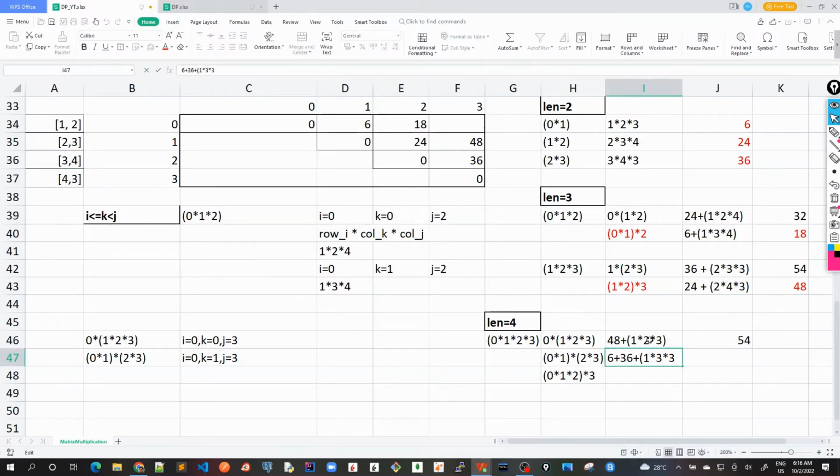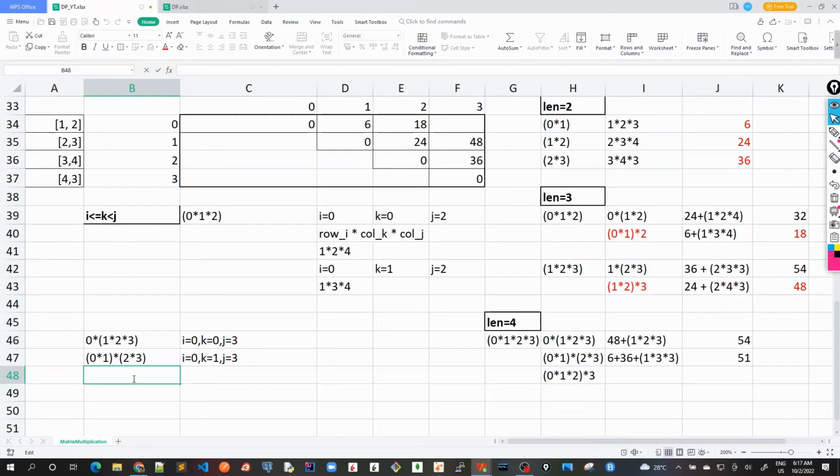Okay. So this comes up with 36 plus 6, 3 times 3 is 9. So 6 plus 36 is 42, and 42 plus 9 is 51. Okay, so 51 is better than 54. So at least this solution is better than the previous one. Now let's look at the last option.